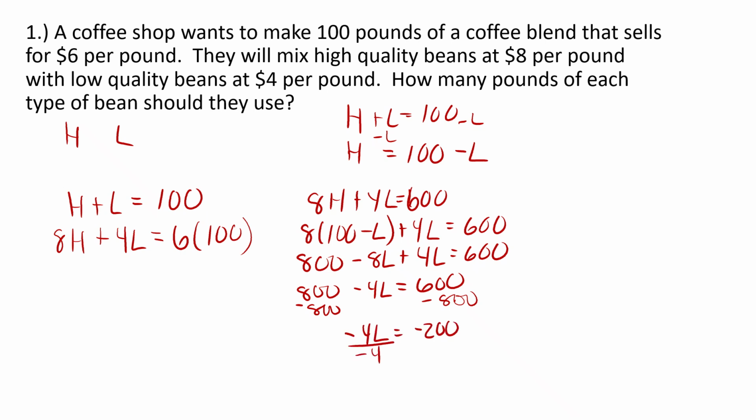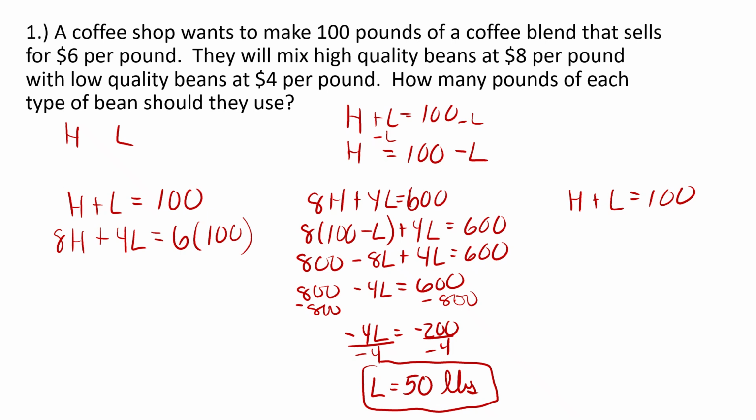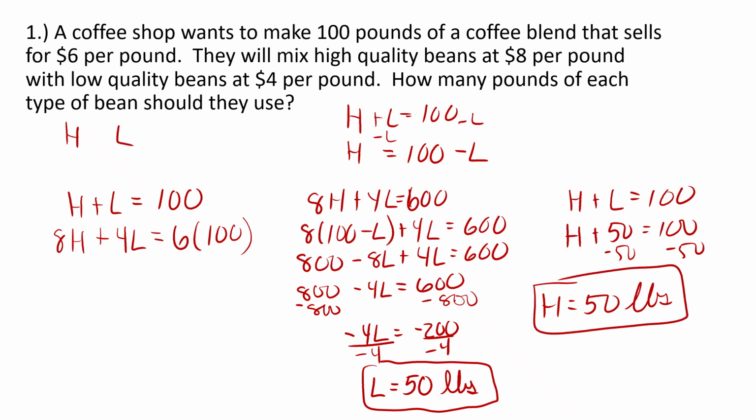We'll go and divide both sides by negative 4. And negative 4 divided by negative 4 is 1. And a negative divided by a negative over here is 50. And so we want 50 pounds of the low quality beans. And remember that the high quality beans plus the low quality beans needs to total 100. And so we can just subtract 50 and we get the high quality beans. 100 minus 50 is 50. And that is also 50 pounds.